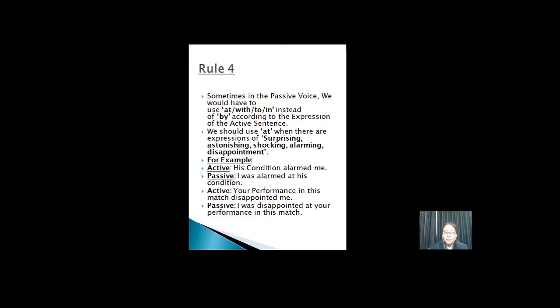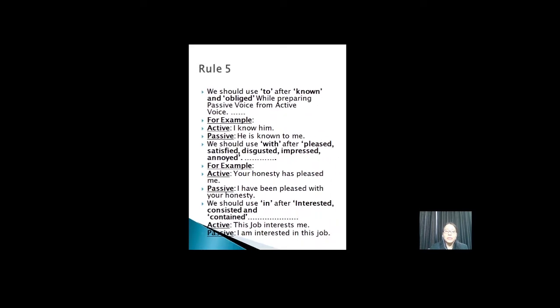Clear, students, still here? Good. So next we should use "to" after "known" and "obliged." Again we have two words. Whenever "know" comes, like "I know him," we cannot use "He is known by me." Here we will use "He is known to me." We should use "with" after pleased, satisfied, disgusted, impressed, annoyed. Your honesty has pleased me. So when "pleased" comes, what will we use here? With. Very good. I have been pleased with your honesty.